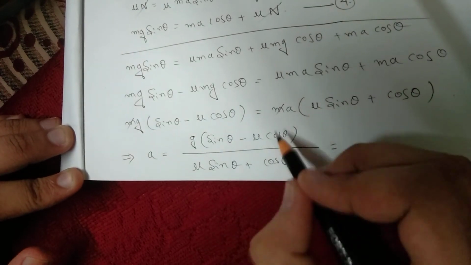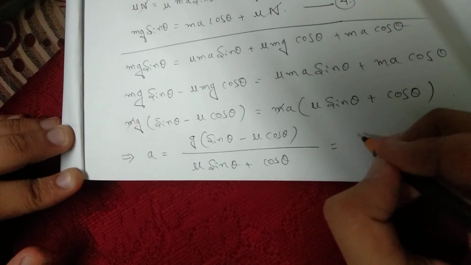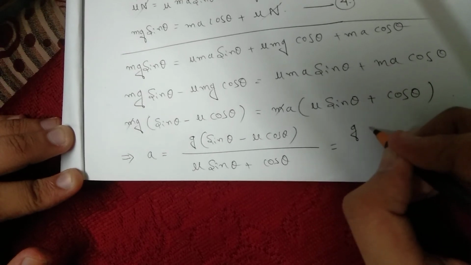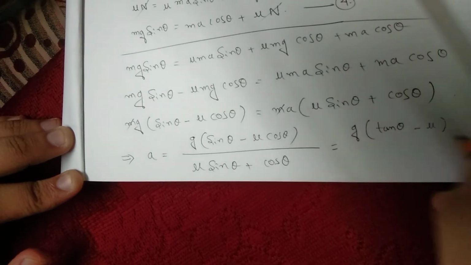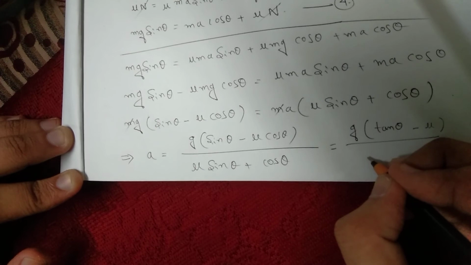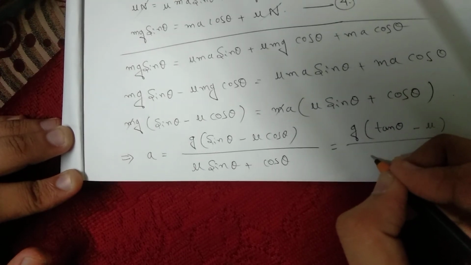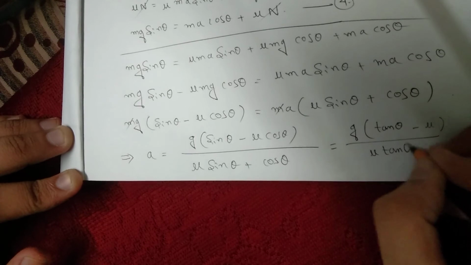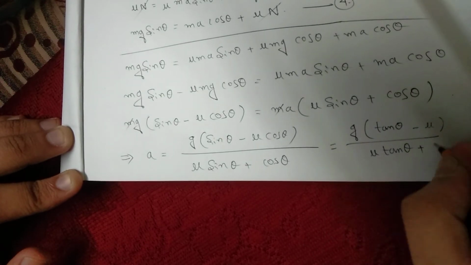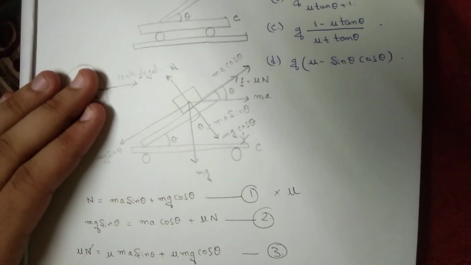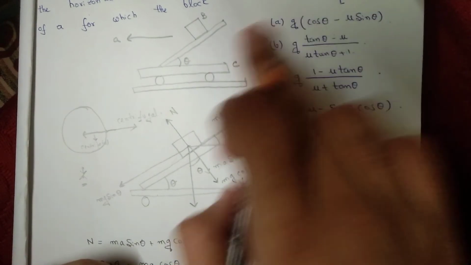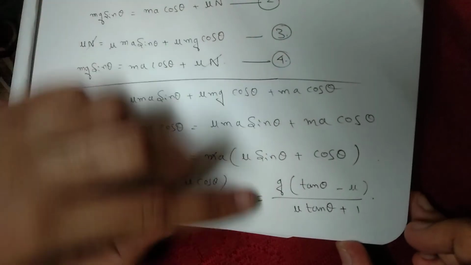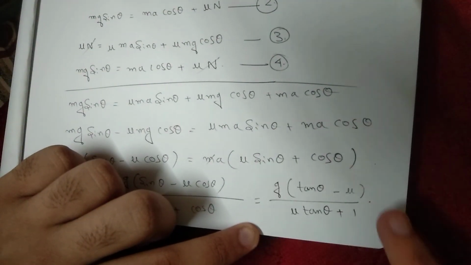Let's divide numerator and denominator by cosine of theta and we'll get sine by cos, tan theta minus mu, divided by mu tan of theta plus 1. Let's see if we are getting the answer or not. Yeah, this option is matching, option B. So option B is the correct answer.